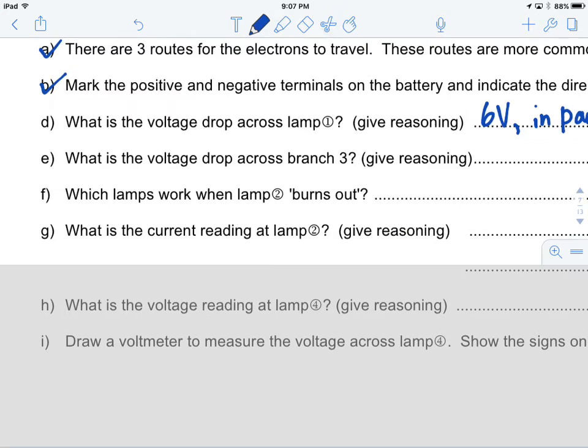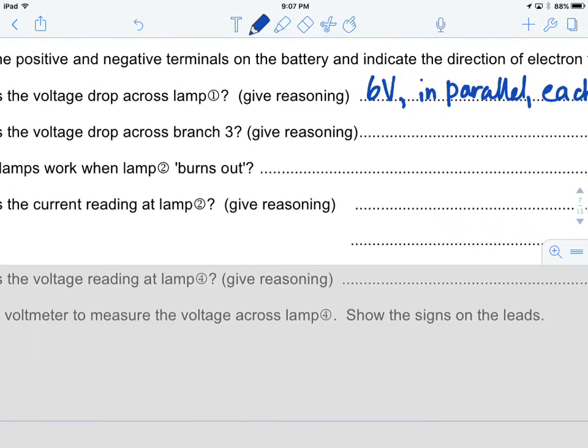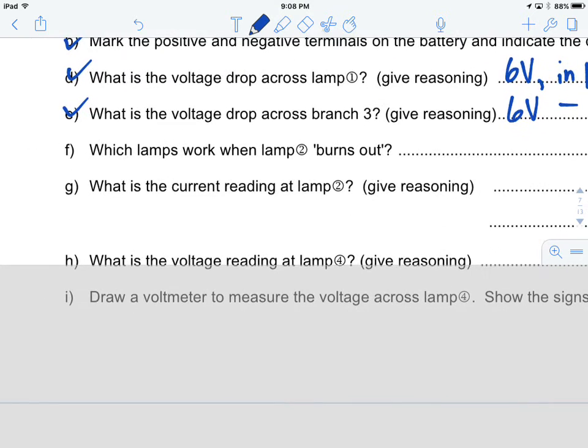Okay? What's the voltage drop across branch 3? So here's branch 3. It's this guy right here. It's the same thing. The voltage drop here is 6 volts, and it's for the exact same reason. Each branch gets the same thing.